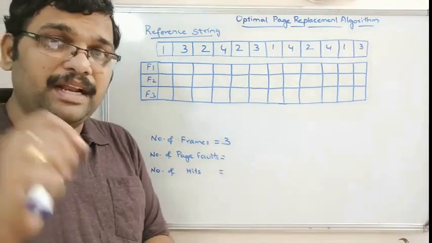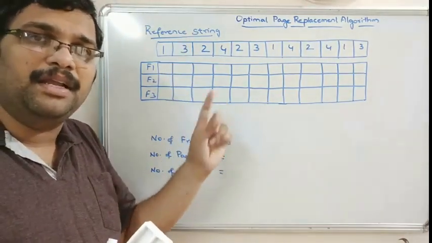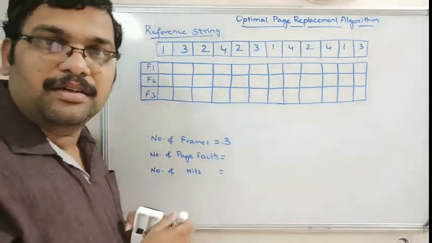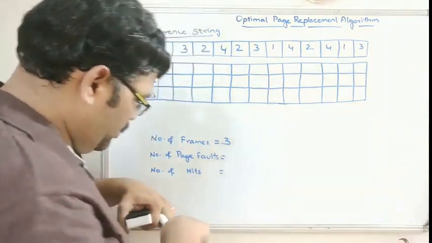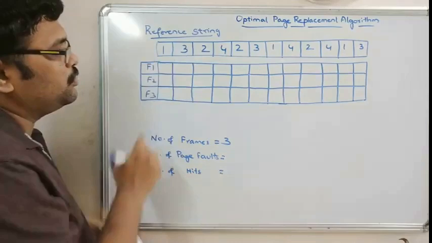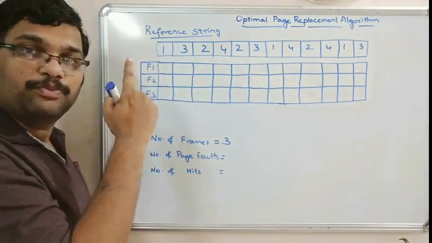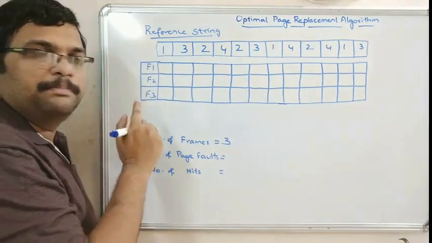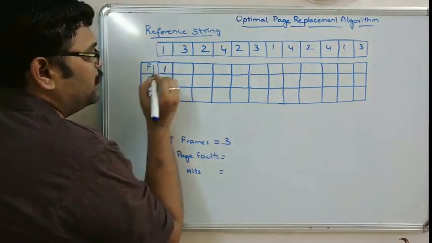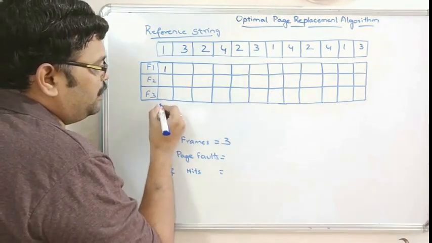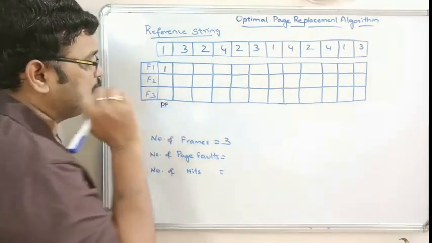And if the required page is available in the main memory, it is a hit. Now we'll start the solving. So first, 1. All the 3 frames are empty, so we can load page 1 in the main memory. So I will load it here. That means here it's a page fault.